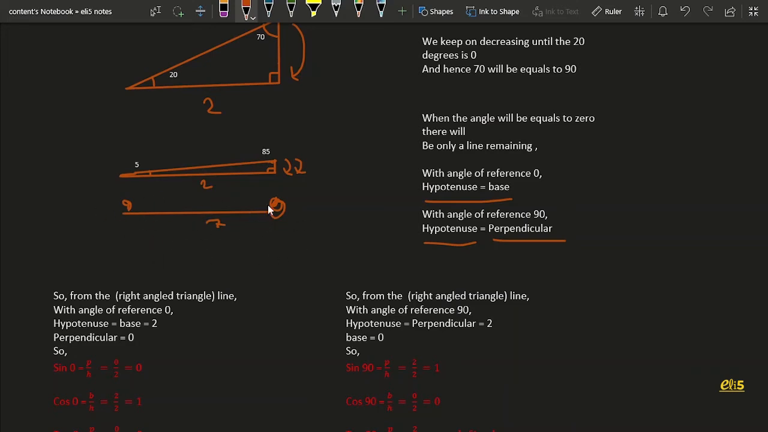We have a line here, but you need to imagine that it has a right angle triangle with angles 90, 90 and 0. So with angle of reference 90, we have hypotenuse equals to perpendicular equals to 2. In this case, this angle is increasing, so this is the angle which will become 90. So we can see that this one is the perpendicular. So we have the perpendicular overlapping the hypotenuse in this case. So perpendicular equals hypotenuse equals 2, and this one will be the base in this case. So the base is decreasing, it will be 0.